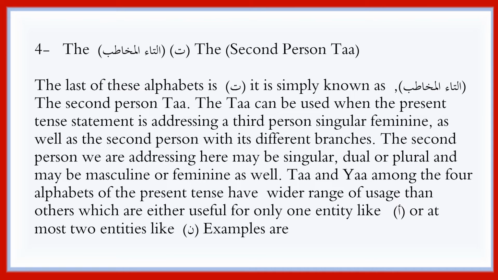Ta al-mukhatab, the second person ta. The last of these alphabets is ta. It is simply known as ta al-mukhatab, second person ta. The ta can be used when the present tense statement is addressing third person singular feminine, as well as the second person with its different branches. The second person we are addressing may be singular, dual, plural, and may be masculine or feminine as well.